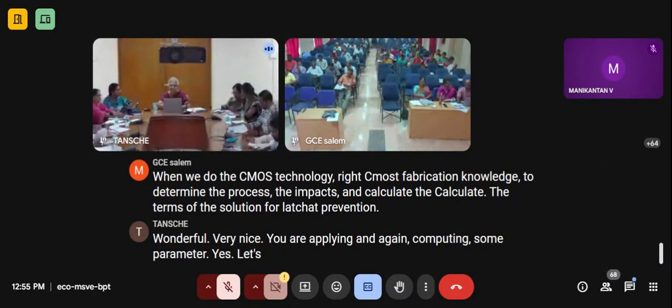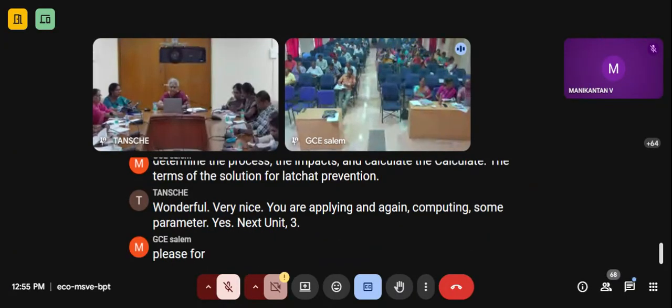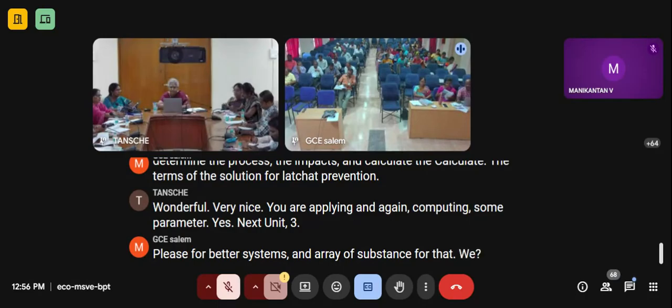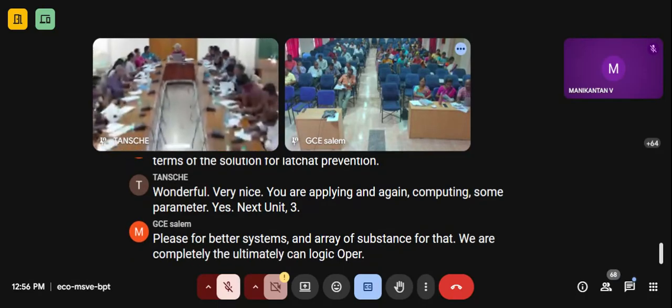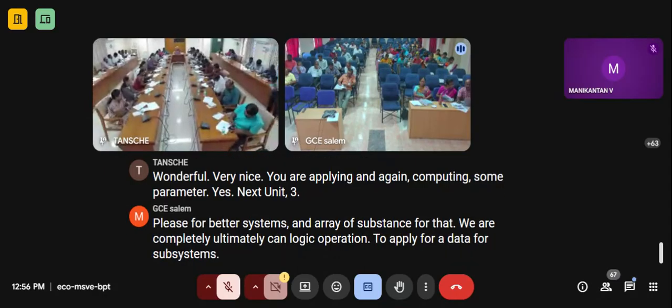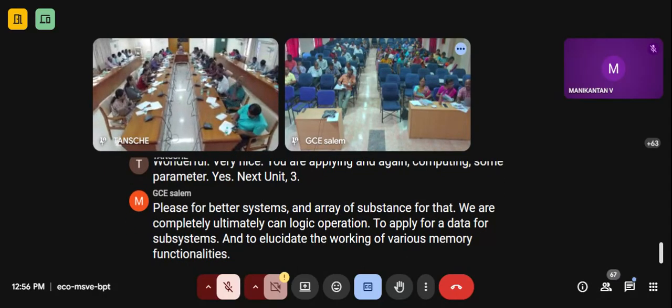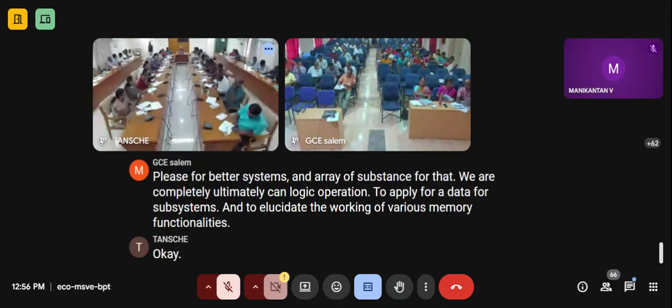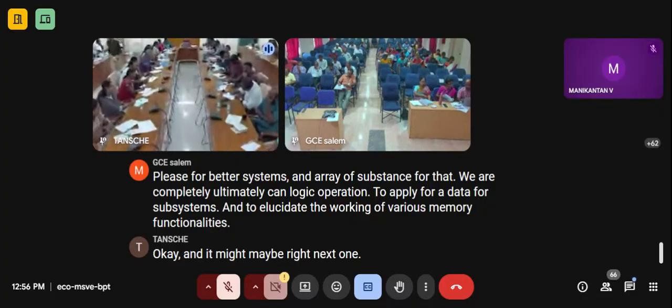Yes. Next, unit 3. Unit 3 is for data path systems and the array of subsystems. For that, we are computing the arithmetic and logic operations to apply to data path subsystems and to elucidate the working of various memory array functionalities. Okay. It may be right. Next one, unit 4.